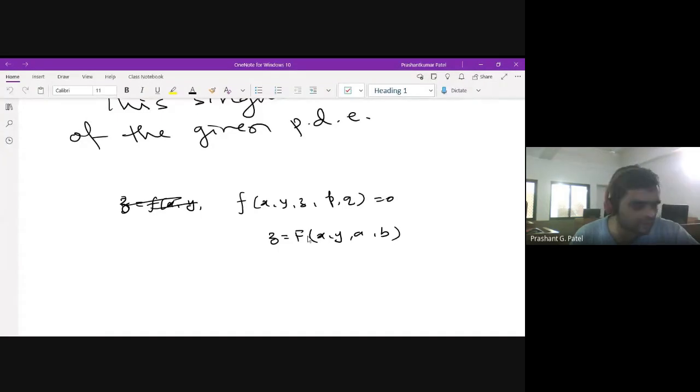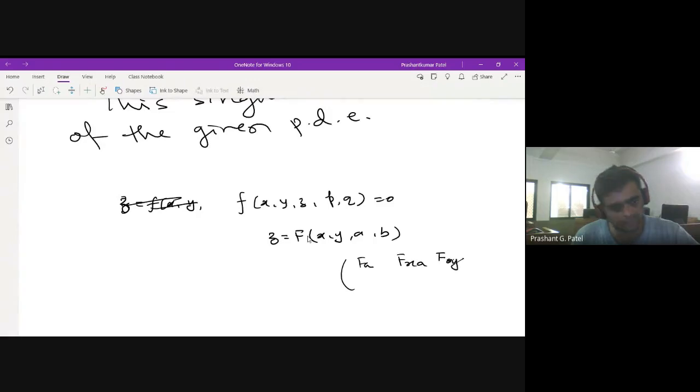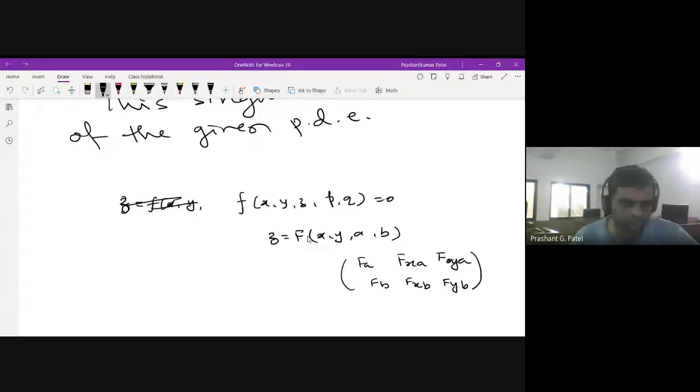We say that this is the complete integral if the matrix with entries F_a, F_xa, F_ya, F_b, F_xb, and F_yb is of rank 2. Then we can say that this solution is the complete integral for this first order differential equation.